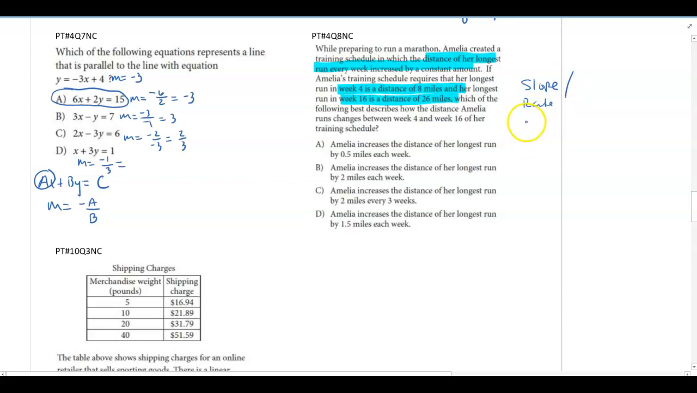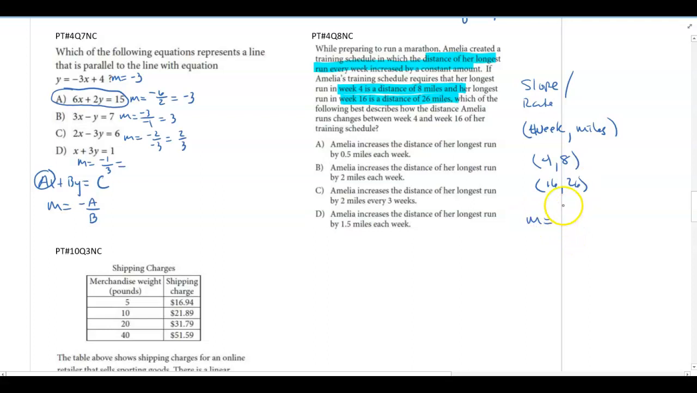So think of your ordered pairs here. Your input represents the week. Your output represents the number of miles. So if I write my ordered pairs, week 4, 8 miles. Week 16, 26 miles.